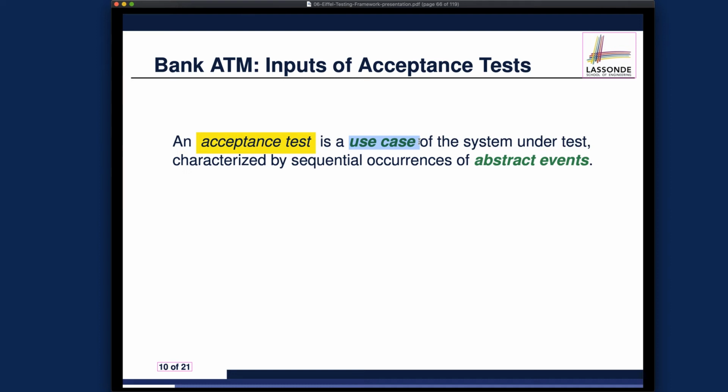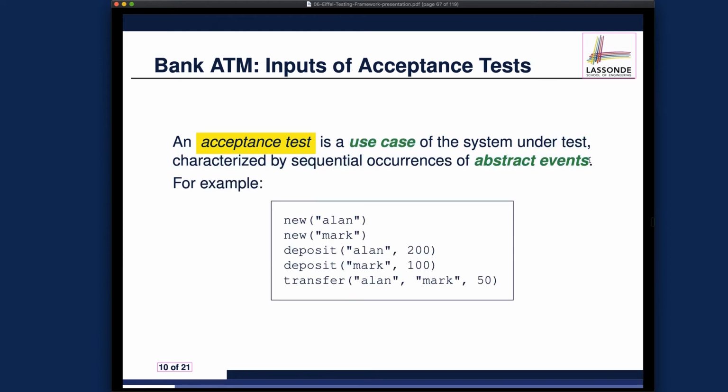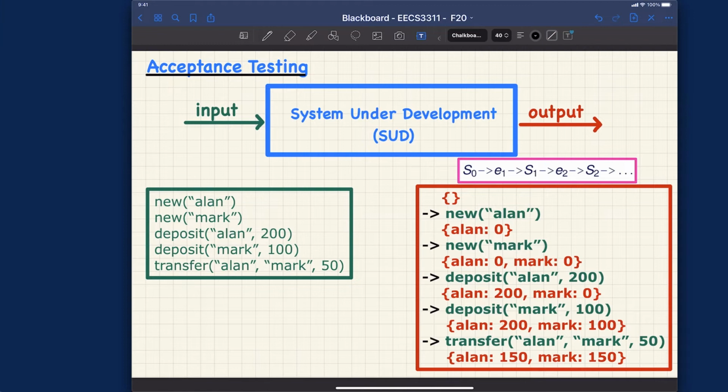Use case means what's the scenario of interacting with the customers, interacting with your application or the system under test, characterized by a sequential occurrence of abstract events. So basically, it looks like this. So we're saying that we want to test this particular scenario over here. Let me just describe it. So this is the picture you should really have in your mind.